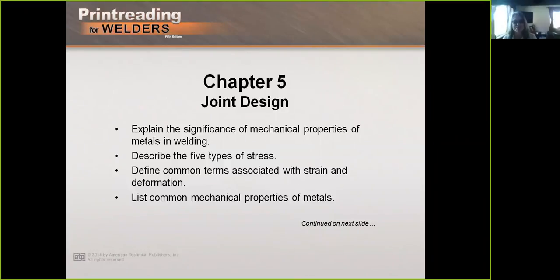That's something different. We're going to talk about some common terms that are associated with stress and strain and deformation. And that'll make more sense as we get there. And we are also going to list some common mechanical properties of metals.